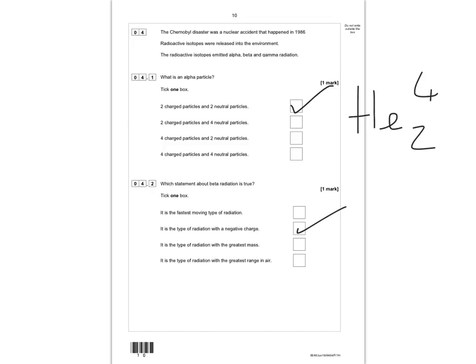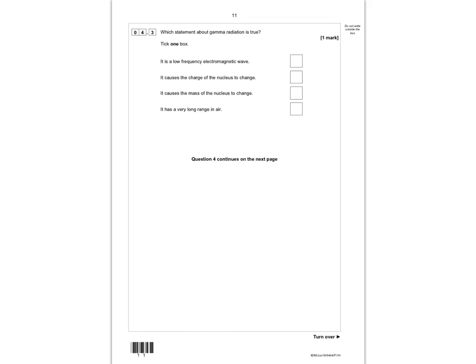Is it a type of radiation with the greatest mass? Well, no, because that's the alpha particle. And is it a type of radiation with the greatest range in air? No, that's the gamma radiation. So by discounting the other ones we know that we've definitely got the right mark, and the correct one is the type of radiation with a negative charge.